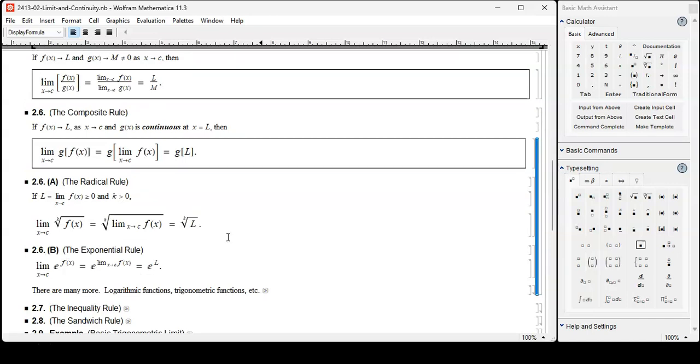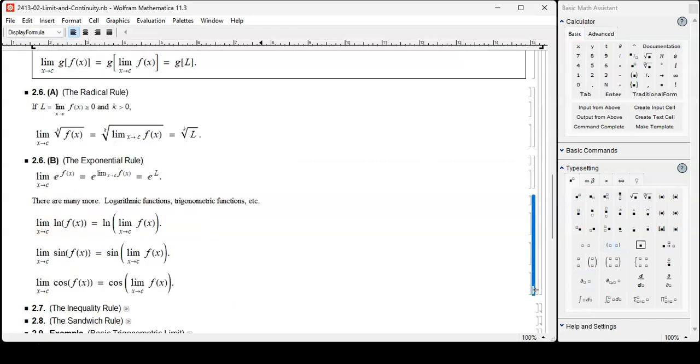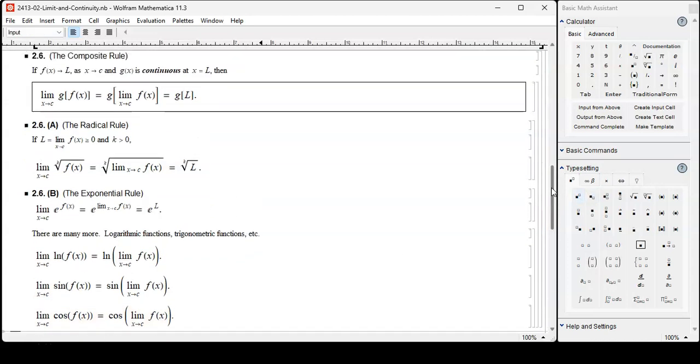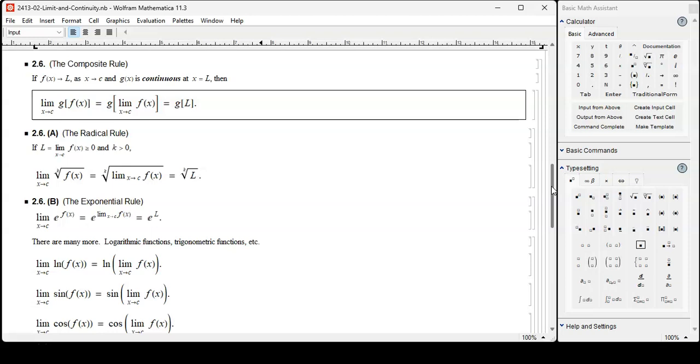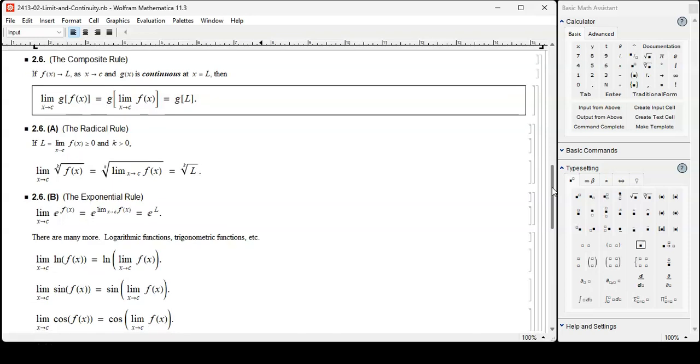A special case includes slipping the limit inside a square root or cube root or any kth root, inside an exponential, or inside a trigonometric function or logarithmic function. The limit just goes in. So this rule here can give you a bit of a headache, but if you take a shortcut approach, the limit just goes in, then it's not going to be too hard.